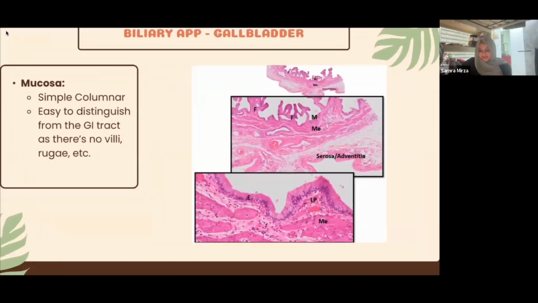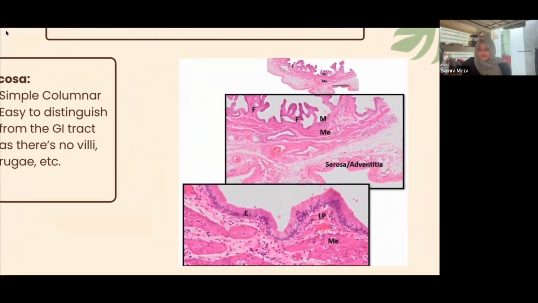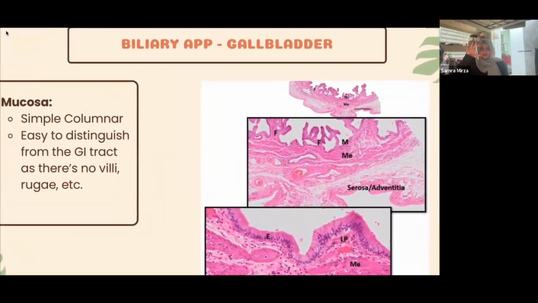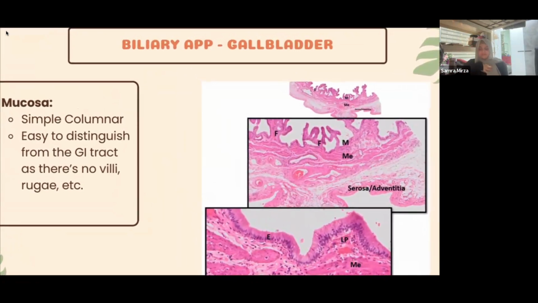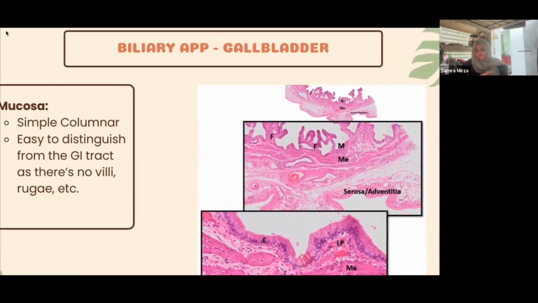And then the last part is the gallbladder. The gallbladder has a very simple histology, in my opinion. It's simple columnar epithelium, and it doesn't contain any villi or any rugae. The submucosa is very simple, as well as the muscularis externa, and then it just has a serosa. So there's nothing distinguishing about it other than the fact that it's very, very simple. It's just a normal epithelium, and that's about it.